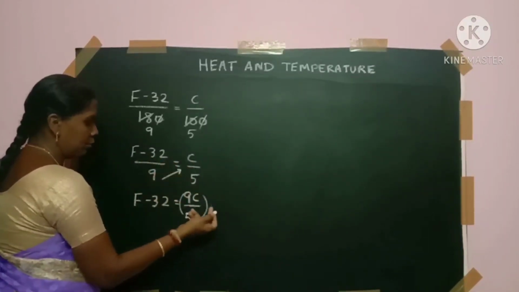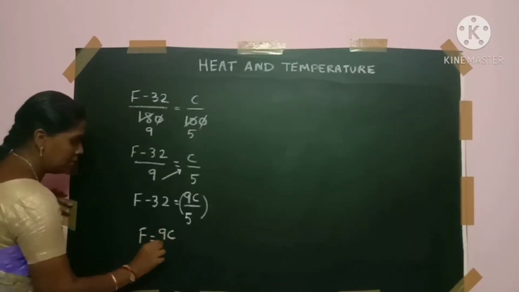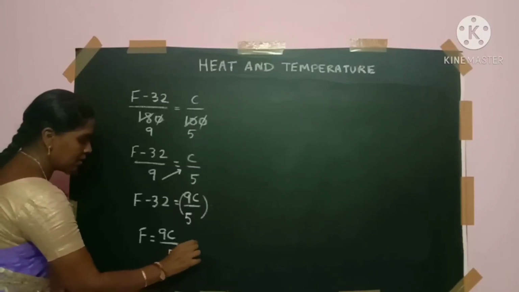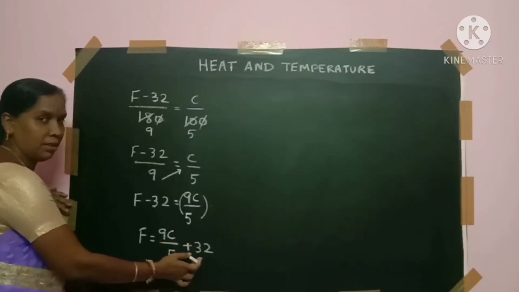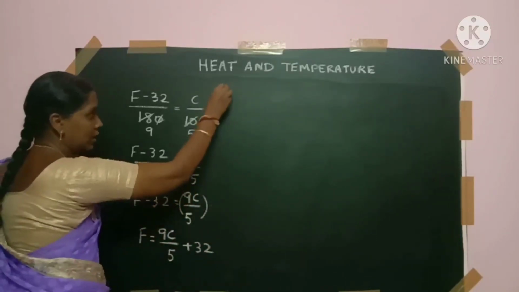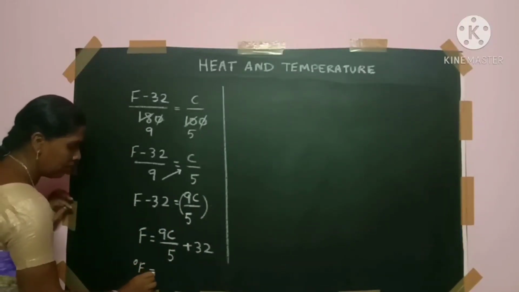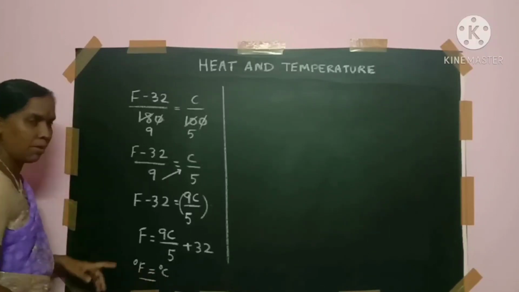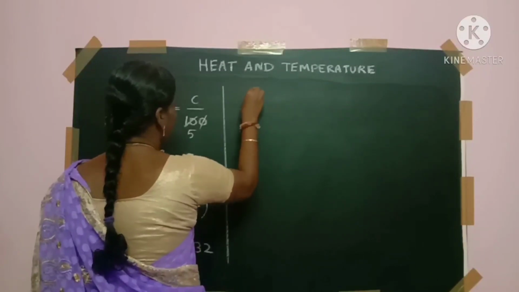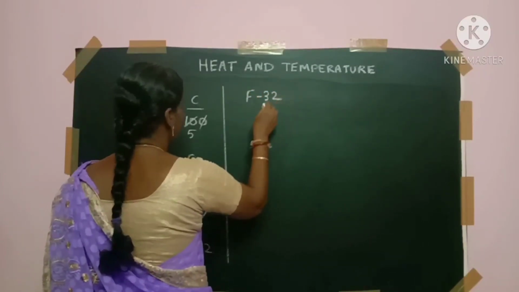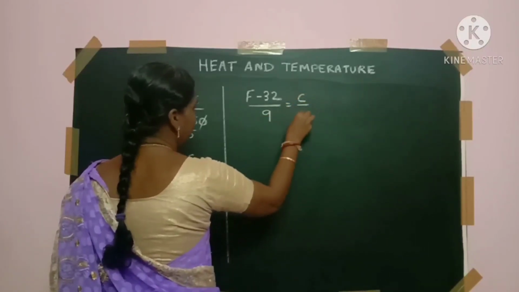When you move that to the other side, we get plus. So F is equal to 9C by 5 plus 32. First you have to substitute this value, then only you have to add with the 32. Okay. This is in case of degree Fahrenheit. So for degree Celsius to degree Fahrenheit, this formula has to be used. The next one, you are going to see the same formula: (F minus 32) by 9 is equal to C by 5.